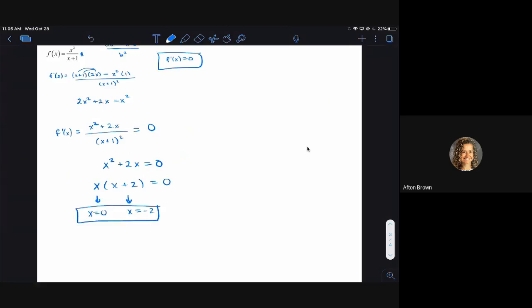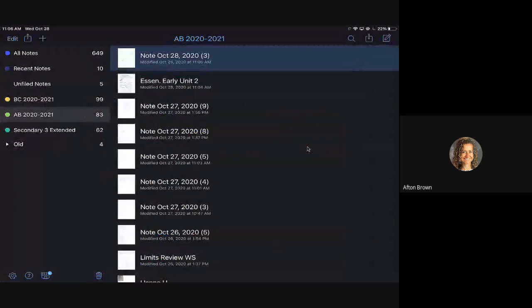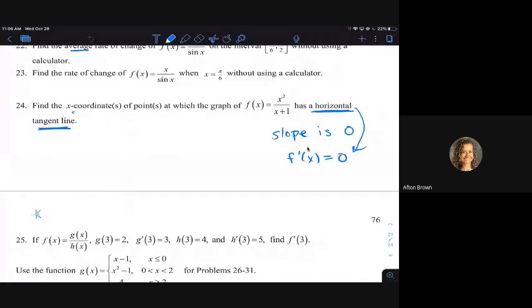At the end of a question, always reread the problem to make sure that we've answered it. So the question said find the x coordinates of the points, so we get to stop. If it wanted the whole point, you'd have to plug that x coordinate back in to find the point.